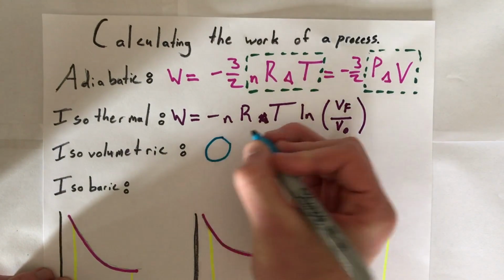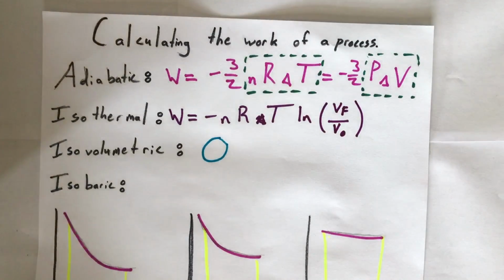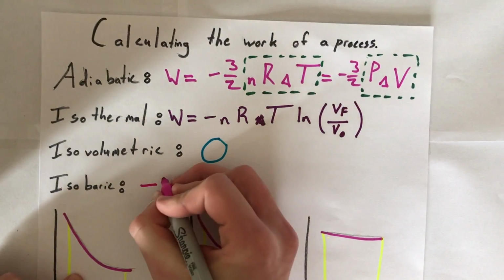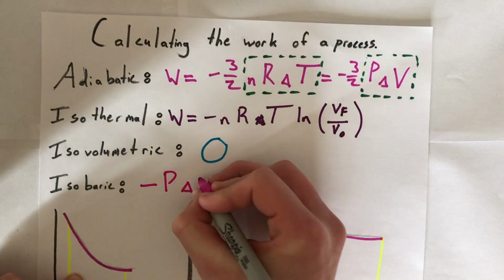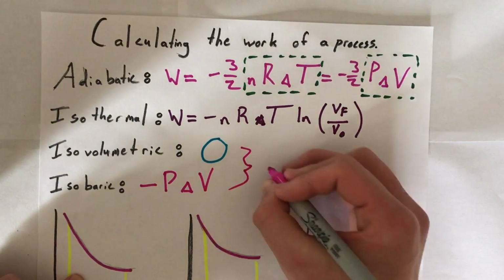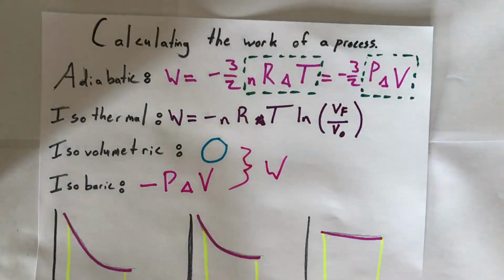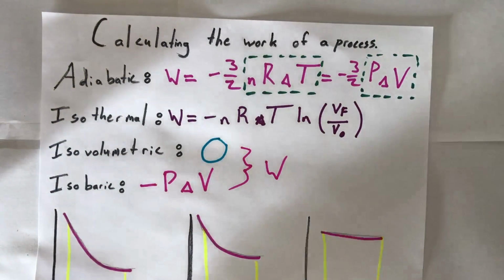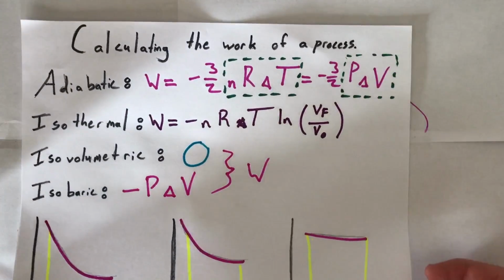Isovolumetric will always be 0. Isobaric now, pretty simple formula. Negative P change in V. Both of these obviously give you work. So now that we have that, let's just do a couple practice problems.